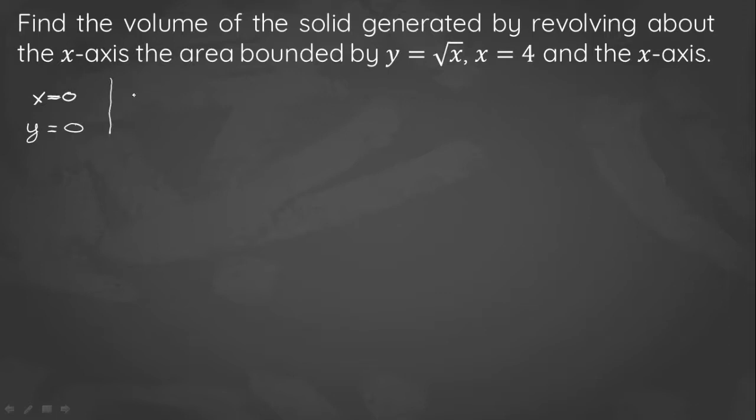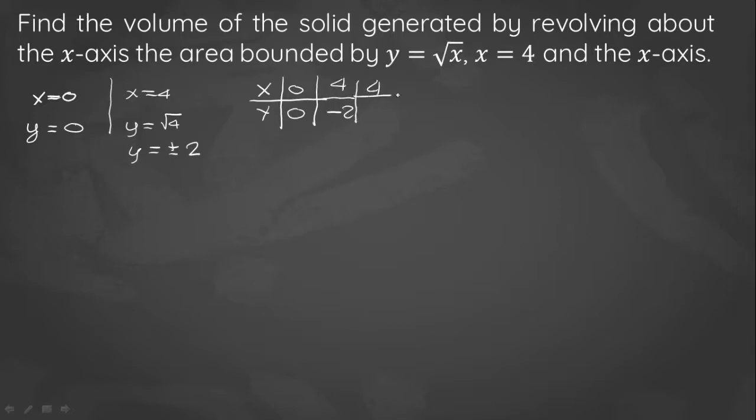And if x is equal to 4, y is equal to the square root of 4, which is equal to positive or negative 2. To make the graph, we must create a table of values. For x equal to 0, y is equal to 0. And if x is equal to 4, y is equal to negative 2. Also, y is equal to 2.